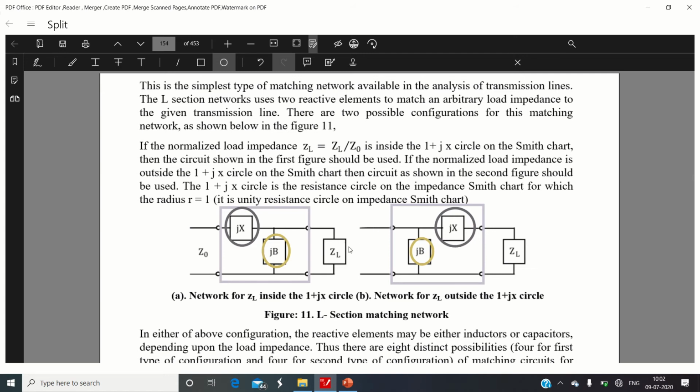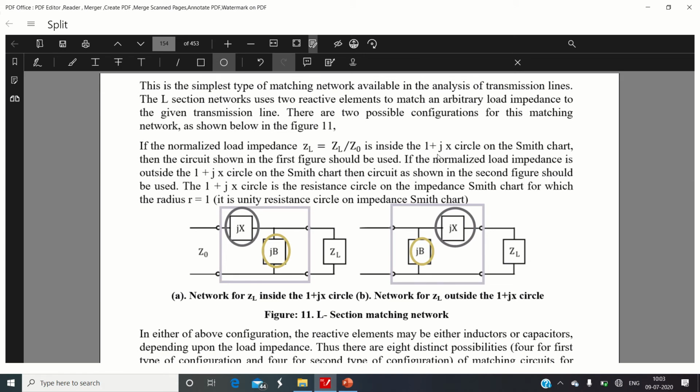Now, how do we find the type of load impedance? First of all, we need to normalize the load impedance. Normalizing means dividing the given load impedance by the characteristic impedance of the transmission line, and plotting that normalized value on the Smith chart. When we plot that normalized impedance point, we check whether it lies inside the 1 plus jx circle. We'll come to this part later when we see the Smith chart simulation tool. The 1 plus jx circle we normally call the unit resistance circle.